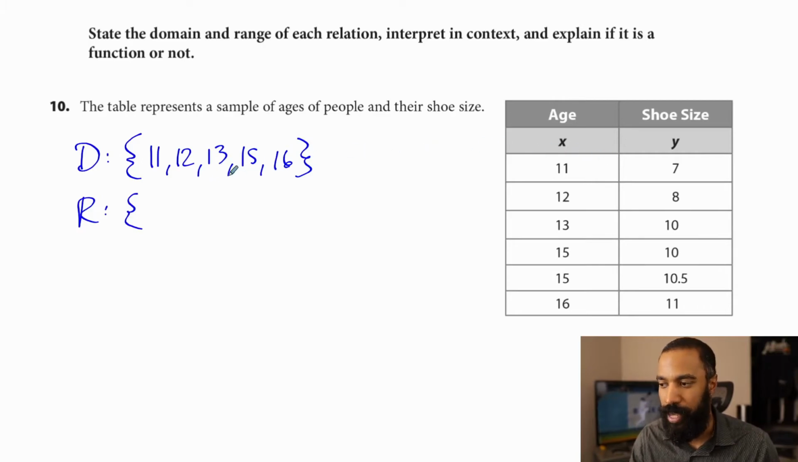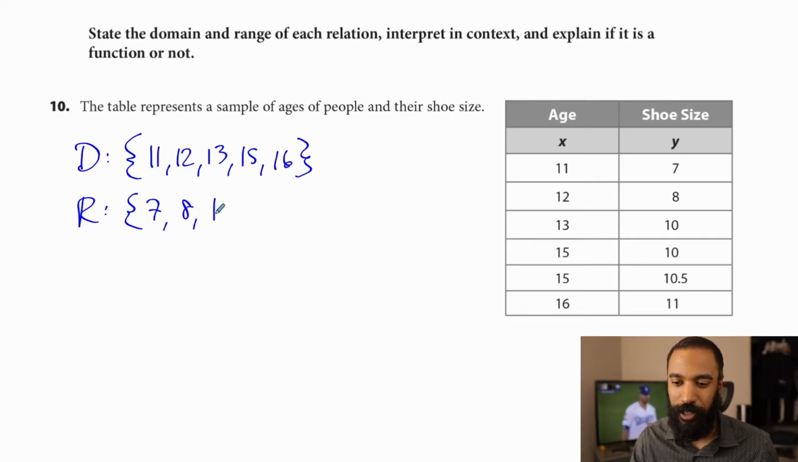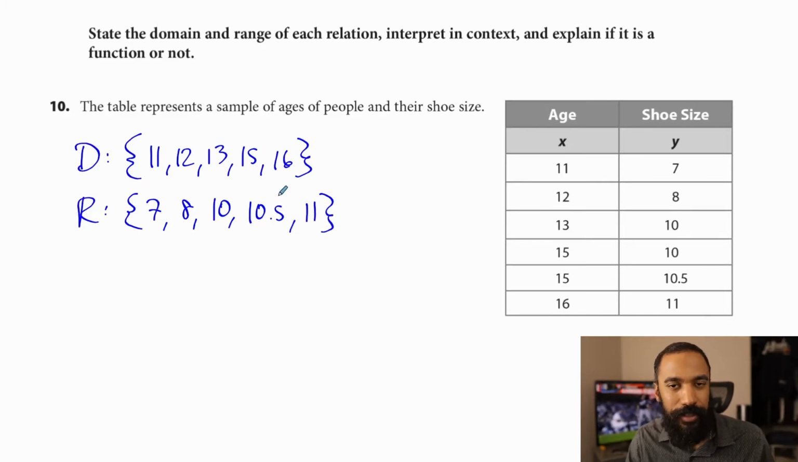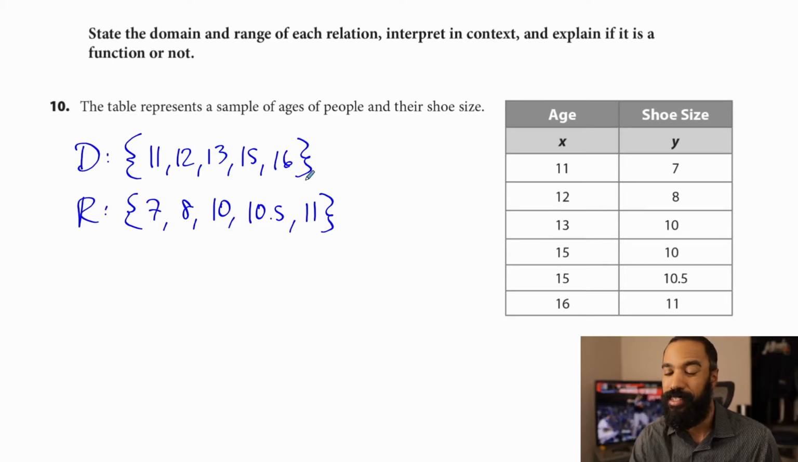Ages, yes, they're decimal ages, like especially when you're a kid, you can be 3.5 years old. But in these particular instances right here, don't write any duplicates. 10.5 is not a duplicate. And shoe sizes only can come in, I guess, the halves, maybe the quarters, but not in like tenths. So these are discrete, at least the ones that we see right here. There's our domain and range.